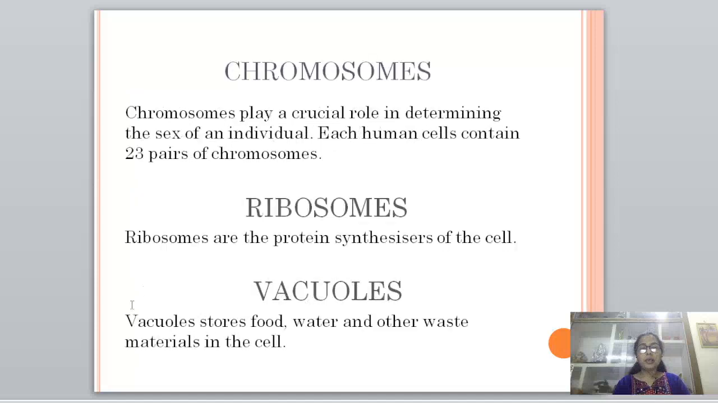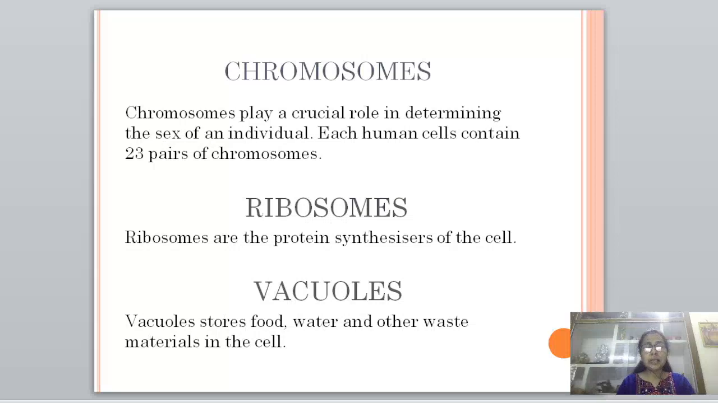Now next we have chromosomes, ribosomes and vacuoles. Chromosomes play a crucial role in determining the sex of an individual. Now each human cell contains 23 pairs of chromosomes. Now ribosomes, these are the protein synthesizers of the cell. Here the proteins are synthesized. Next is vacuoles. The vacuoles are basically the storehouse. Why is this a storehouse? Because it stores food, water and other waste material in the cell.